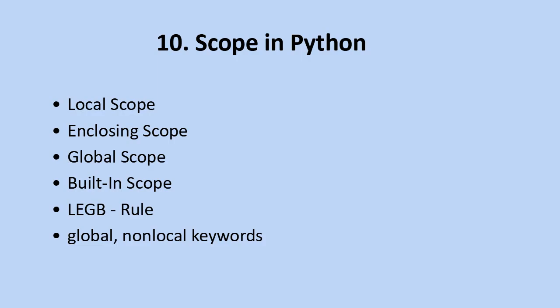Then we will see scope in Python. Understanding scope is very important for writing bug-free code. We will talk about local, enclosing, global, and built-in scopes, following the LEGB rule and the use of global and nonlocal keywords.